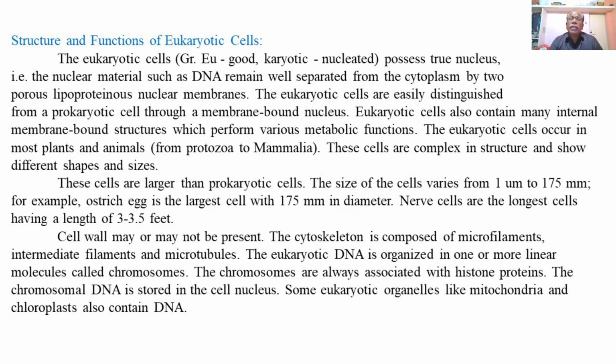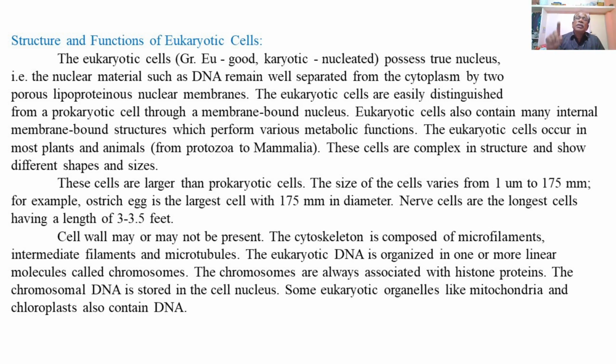The eukaryotic DNA is organized in one or more linear molecules called chromosomes. As we have explained, in the prokaryotic cells there is a single bacterial chromosome, as in the E. coli cell, without nuclear membrane, composed of double-stranded DNA, forming a spherical DNA as a single chromosome in the bacterial or prokaryotic cells without nuclear membrane.